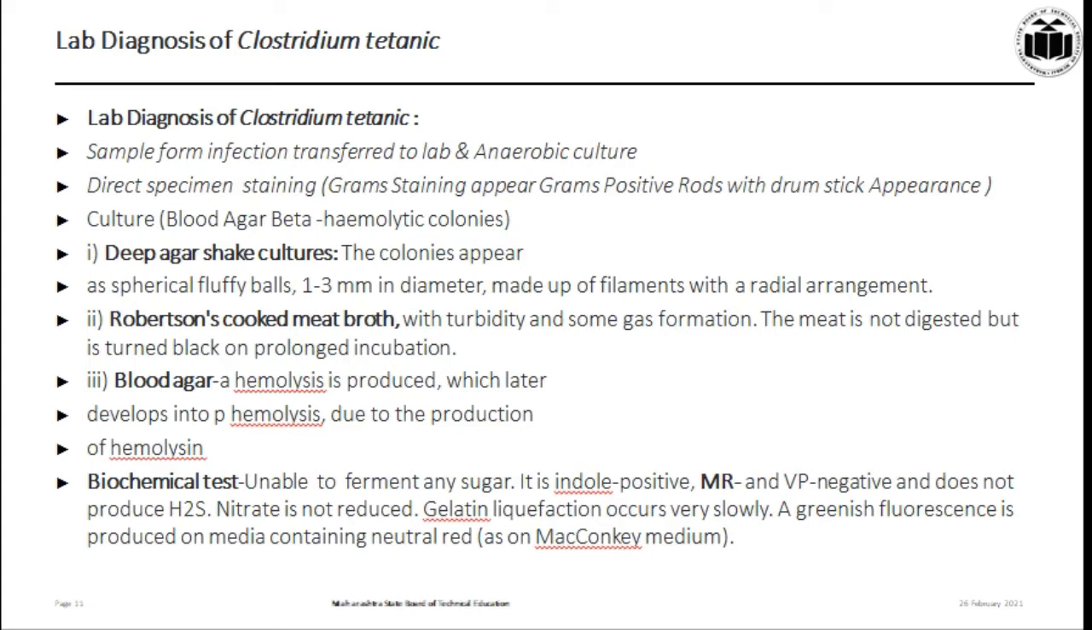You can also use other media, that is Robertson cooked meat broth. This broth is used to identify Clostridium, because this bacteria digests the cellular meat content and hence produces black color, and prolonged incubation produces gas with turbidity, which indicates the presence of Clostridium.